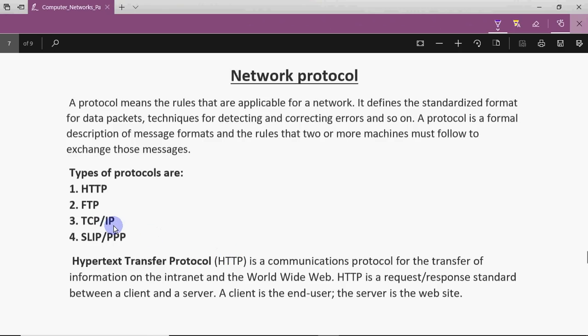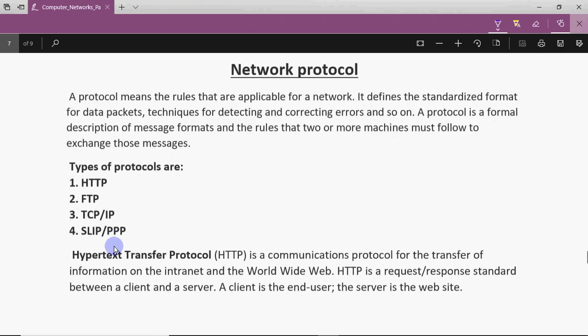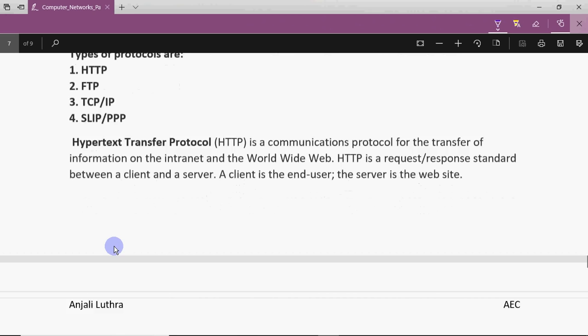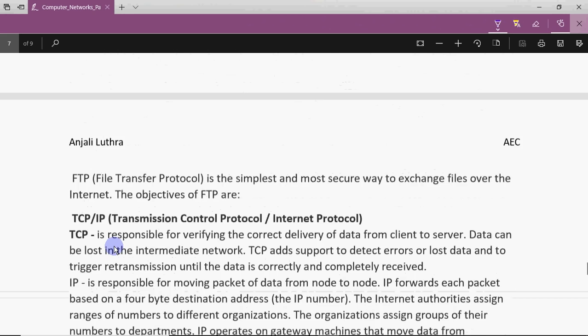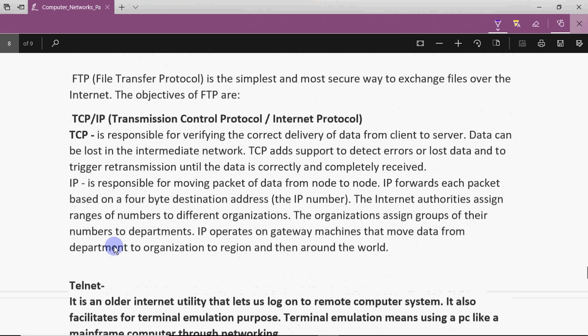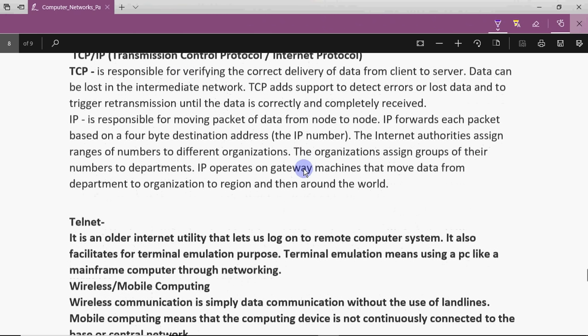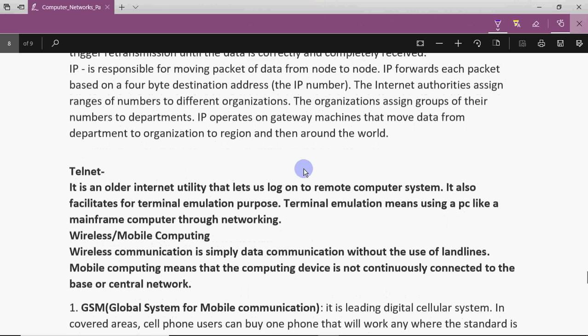Then comes TCP/IP. This is the very basic protocol required for internet to work. So TCP stands for Transmission Control Protocol and IP is Internet Protocol. SLIP and PPP is basically required for establishing the connections between the two computers. Okay, so here are the full forms for this and their purposes. IP addresses we have to discuss later, so I'll explain you there.